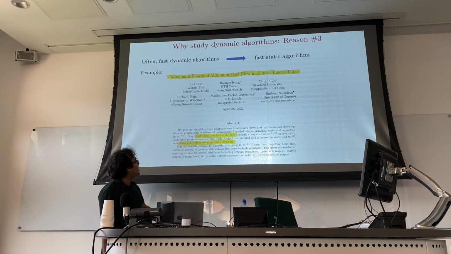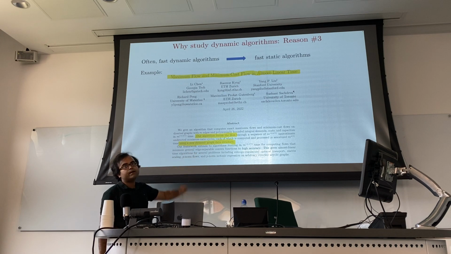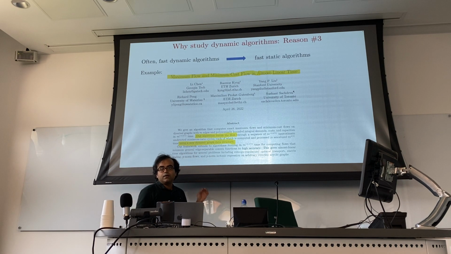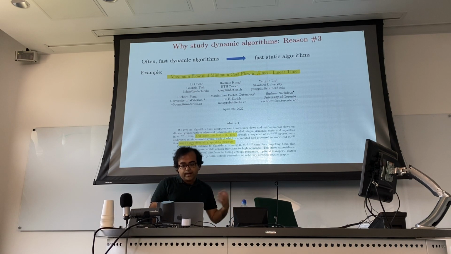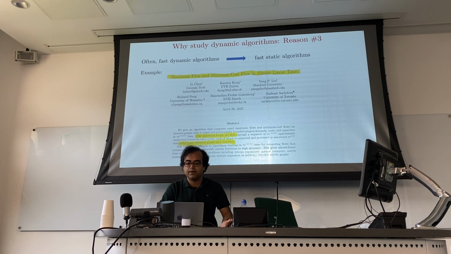And if you just look at the abstract again, it says our algorithm builds the flow using a new dynamic graph data structure. So I assume if you are interested in algorithms, you would care about maximum flow even in the static setting, and if you care about that, you need to know about dynamic graph algorithms.